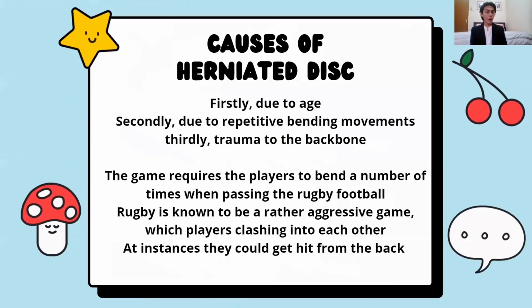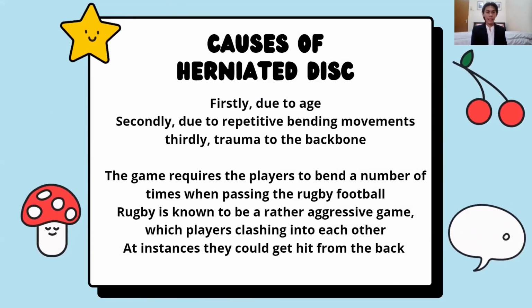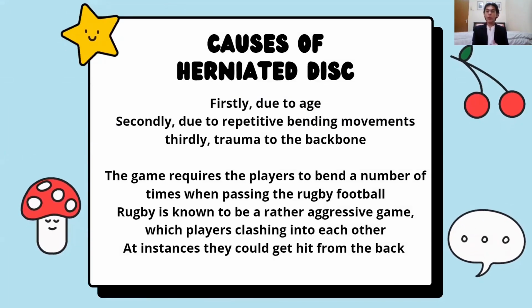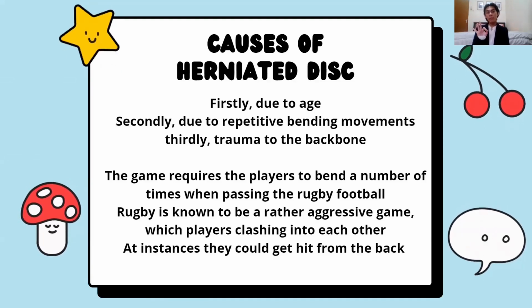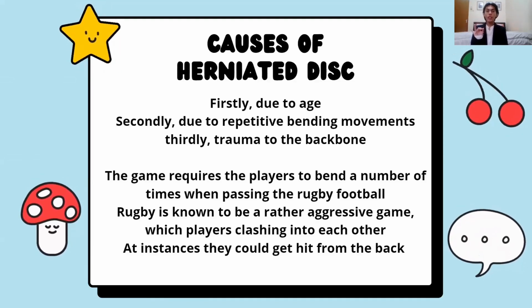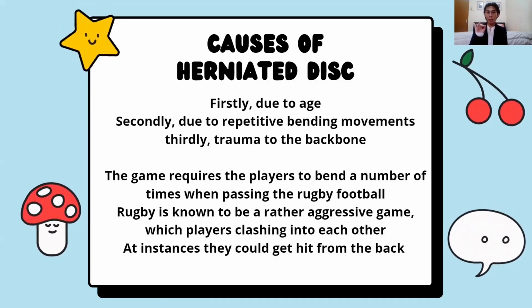Now that we know what a herniated disc is, let us look at what causes a herniated disc to take place. Generally, there are three reasons. First, it can be due to age. Secondly, due to repetitive bending movements. And lastly, trauma to the backbone.